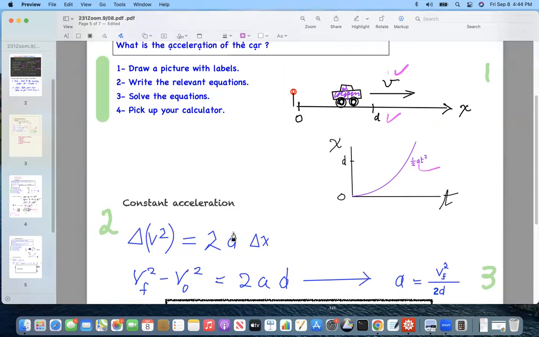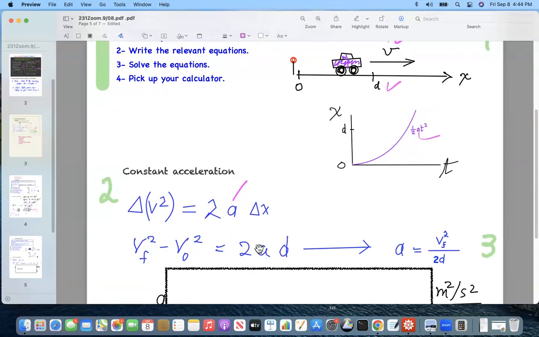Now, a is the unknown, but I know delta v squared. It starts with v equals 0. It ends with v equals v. So delta v squared is the same as v squared. It's the final value squared minus the initial value squared, vf squared minus v0 squared. That's delta v squared. And that's 2a, a I don't know.